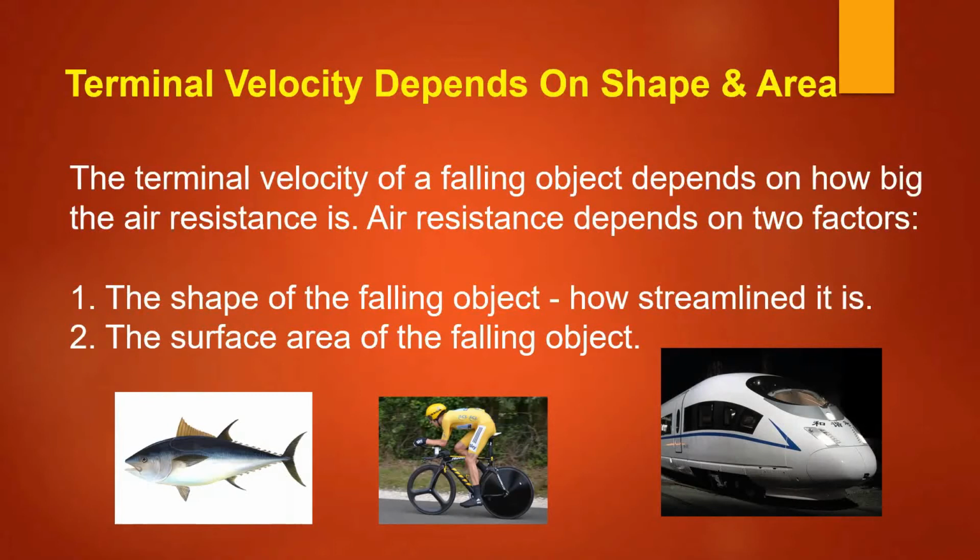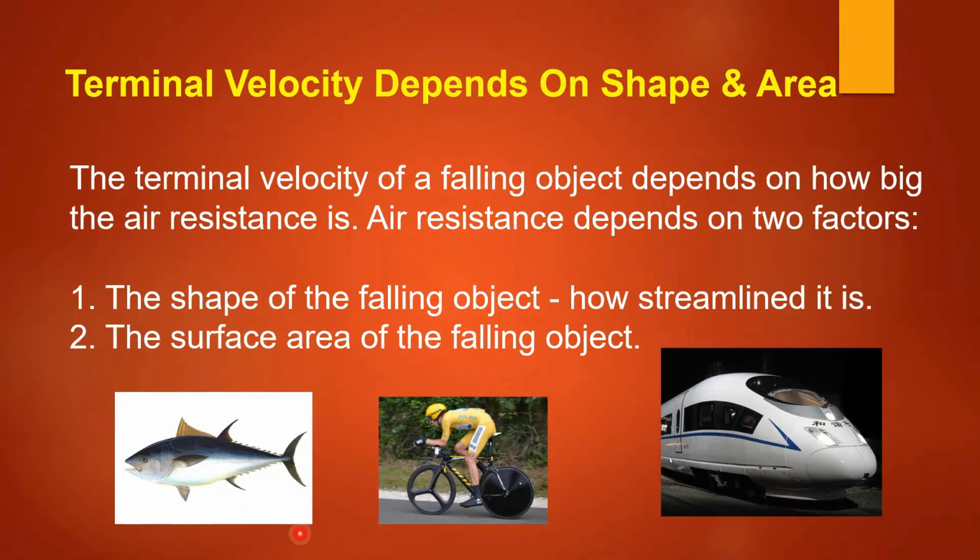Air resistance depends upon 2 factors. Number 1, the shape of the falling object, how streamlined it is. Number 2, the surface area of the falling object. If you see all these images, the train is streamlined, the cyclist and every single part of the bicycle is streamlined. If you see the fish, every part of the fish is streamlined.